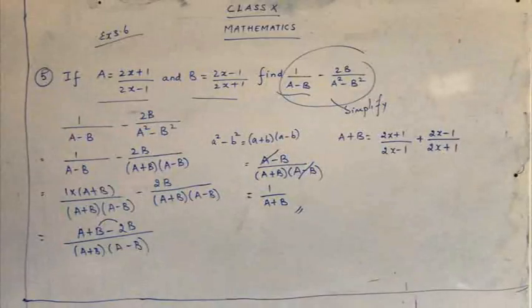Now let's see how to add this expression. Now just check the denominator part. The denominator parts are different. Yes, for the first part it is 2x minus 1 and for the second part it is 2x plus 1. So now what we can do is we can just cross multiply and we can make the denominator common. So let's go for the step.